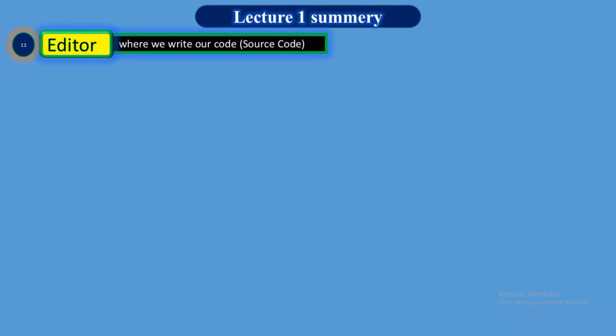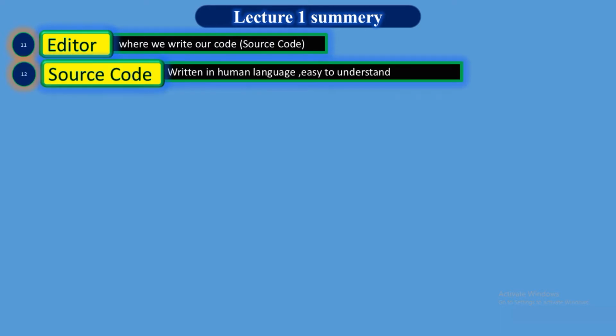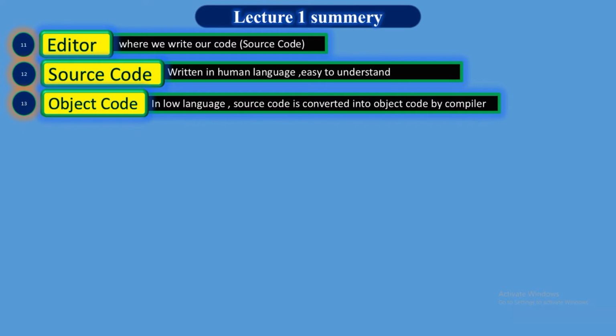For creating our program in C, we need an editor where we write our code. Our code is called source code. Source code is written in human language, easy to understand. The other type of code is called object code. Our source code is converted by the compiler into object code. Object code is low-level language that is directly understood by the computer.